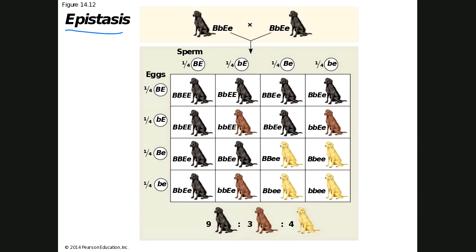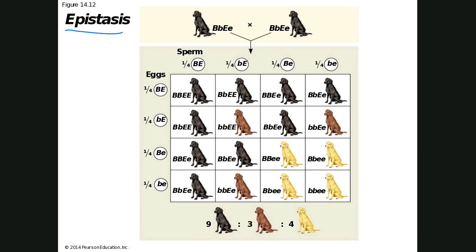Epi is beyond, above, and stasis is like homeostasis, the way things are supposed to be. In epistasis, we have a gene that masks, M-A-S-K-S, the expression of another gene or genes. I like to think of an epistatic gene as when you take a big math problem, all fancy stuff, and you multiply it by 0, it's always 0. That's kind of what an epistatic gene does. So look at these Labrador retrievers.